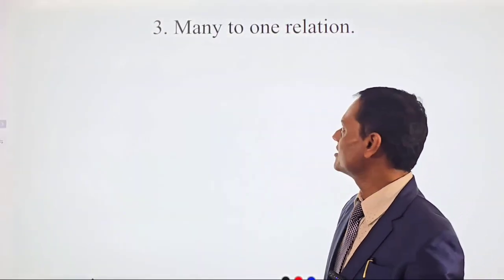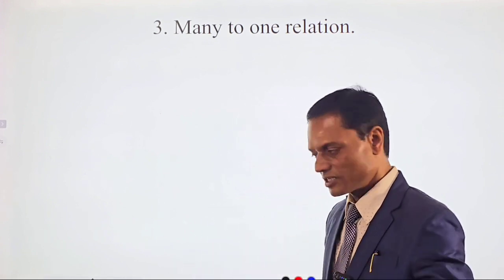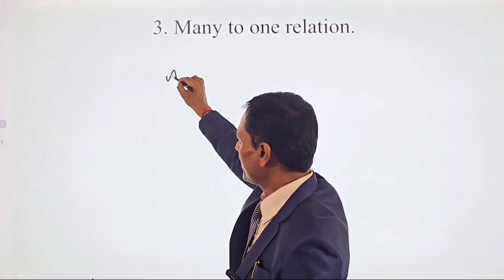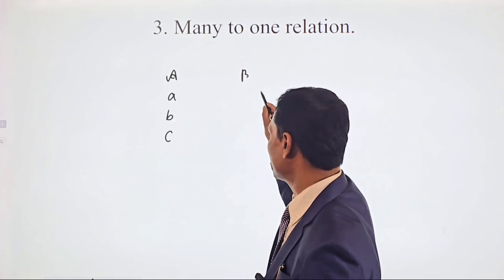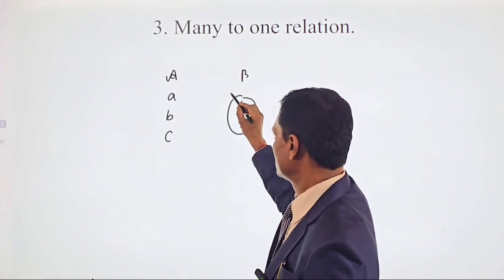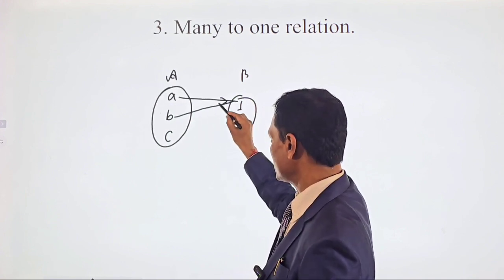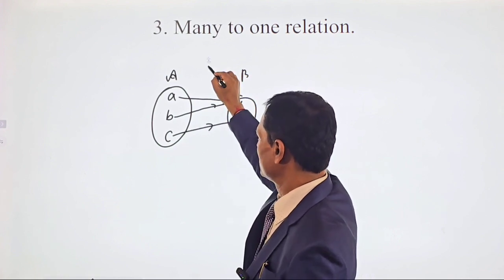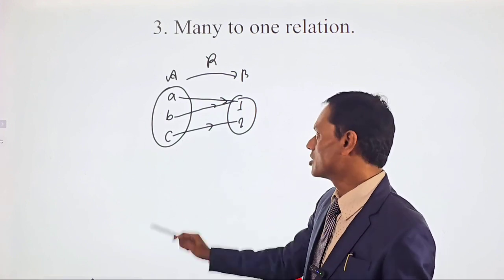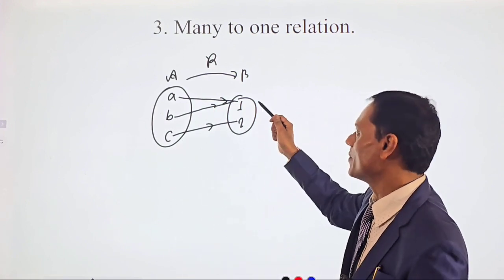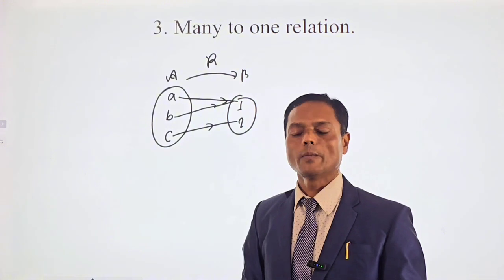The next part of the relation is many-to-one relation. Many-to-one relation, right? Let's understand it by an example. Let's say we have here A and here is B. We can write here A, B, and C, and here is 1, 2. Now A is mapped to 1, B is also mapped to 1, and C is mapped to 2. So we can see here, A and B, that is two elements of the set A, are mapped to a single element of the set B, right? So many-to-one. Such type of relations are called many-to-one.